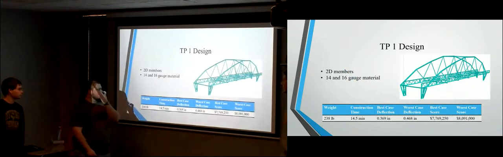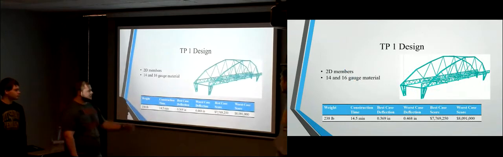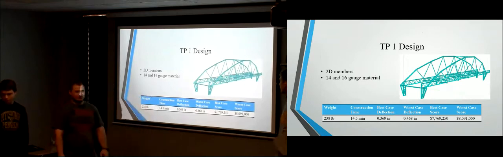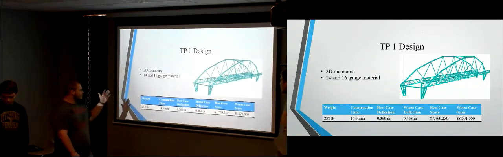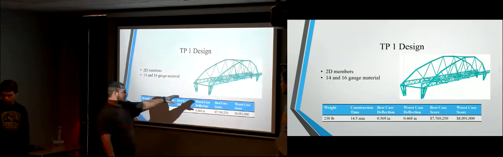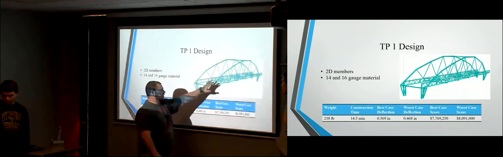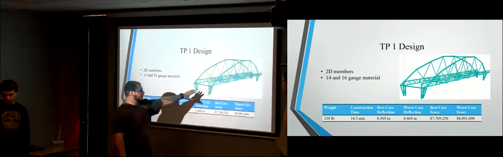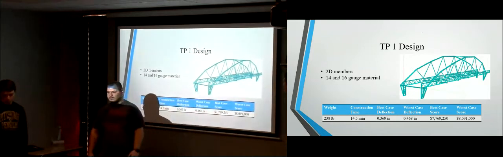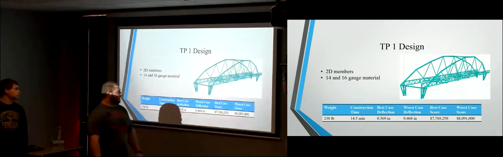This is my design. It's basically just 2D members. What that means is they're relatively flat like a board, so they're easier to put together. 14 and 16 gauge material. The 14 gauge material was just in the load rail here. 16 was everywhere else because the load rail, the top here, is in compression, so you need a thicker member there, and this is in tension, so steel's pretty strong in tension, so it didn't really matter there.